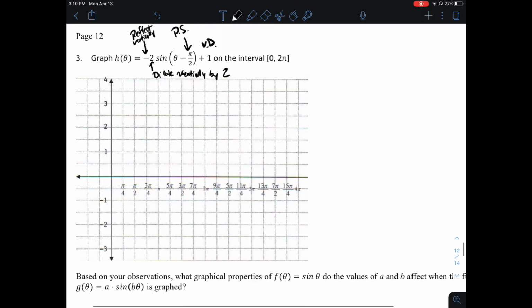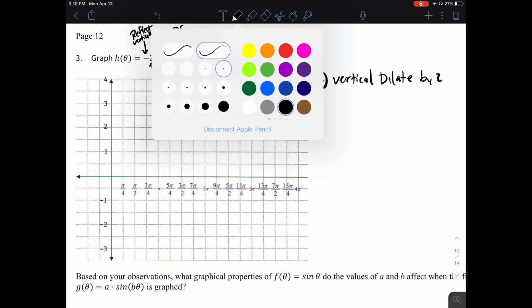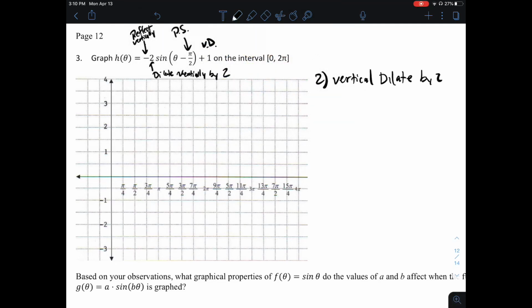Let's write all that stuff down. So we're going to have a vertical dilation by 2. I'll tell you what, let's do the reflection before that. Really dumb teacher. Let's do reflections first. Vertical reflection, because the lead coefficient is negative. Then vertical dilate by 2.